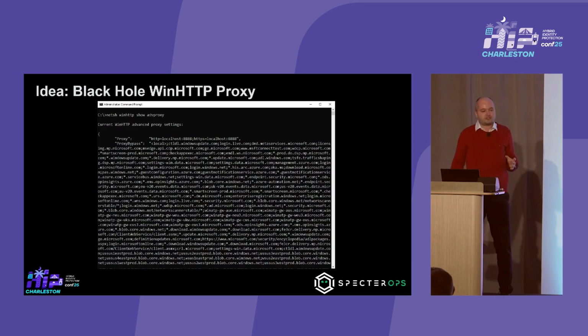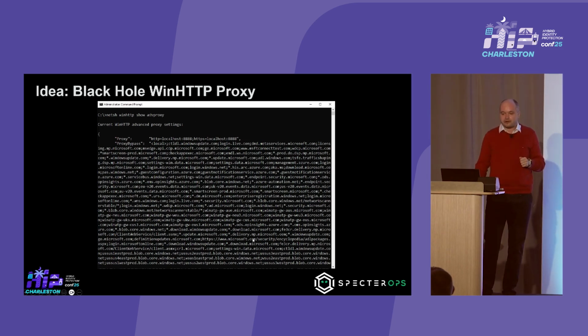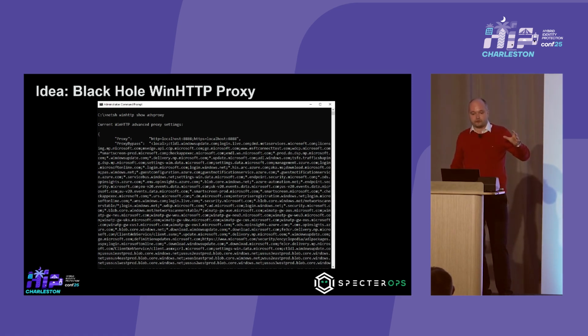So I tried to bypass that using a so-called black hole proxy. I used netsh, the network shell, to configure all those DNS names from Microsoft Defender so that the computer connects to them directly, and for any other traffic to use a proxy port on the localhost which doesn't exist. That's why it is called a black hole proxy.